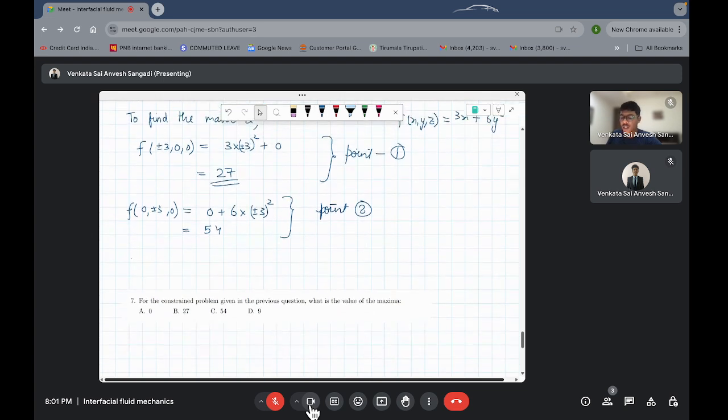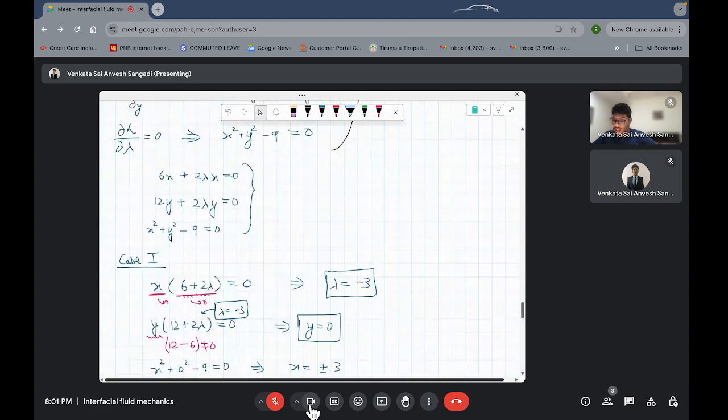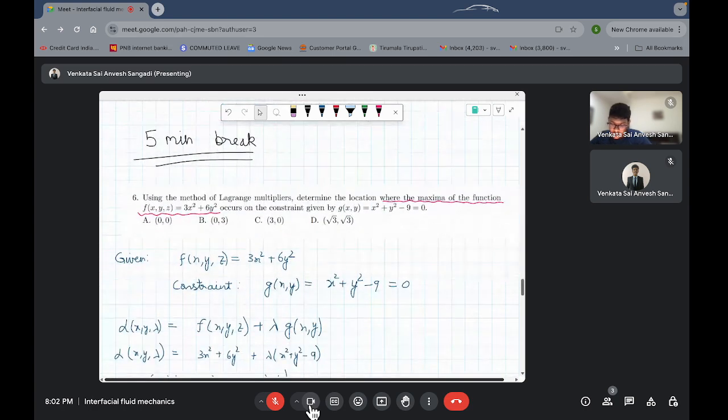We see that the function has a maximum at point 0 comma plus or minus 3, that is this value. Therefore the answer to the question is the maxima lies at the point, it's only given plus 3 here, so this. X comma y maxima is at 0 comma 3.